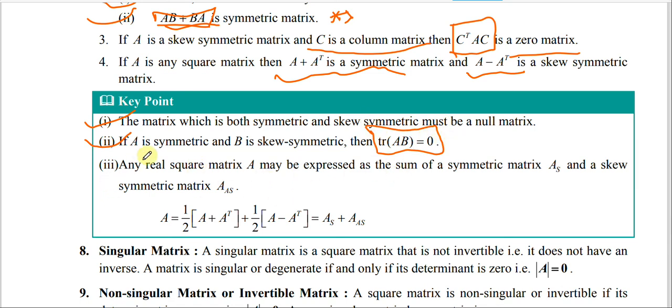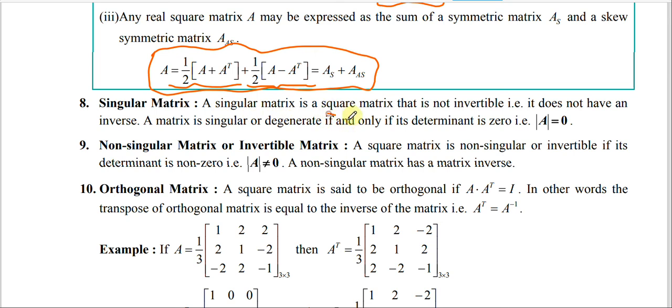Okay, and if any real square matrix A is there, we can write any matrix in the form of a symmetric matrix plus a skew symmetric matrix, because we know that A plus A transpose is a symmetric matrix and A minus A transpose is a skew symmetric matrix. Okay, what is a singular matrix?